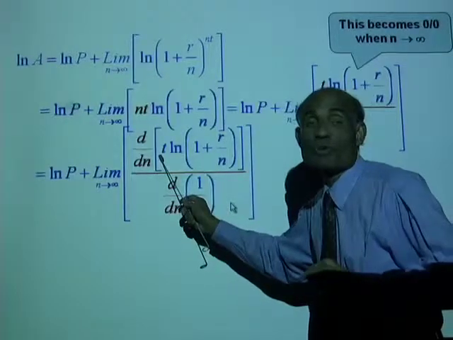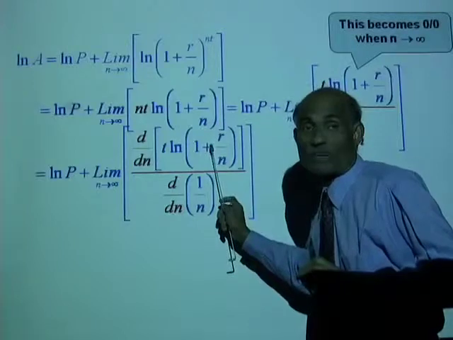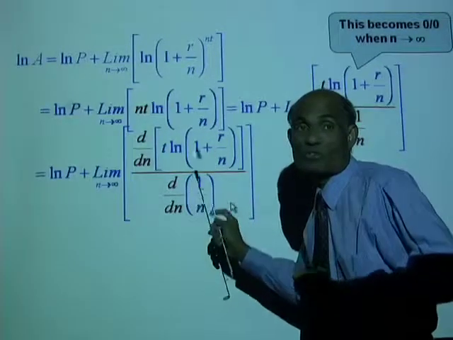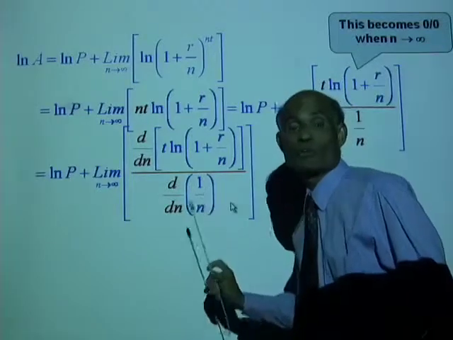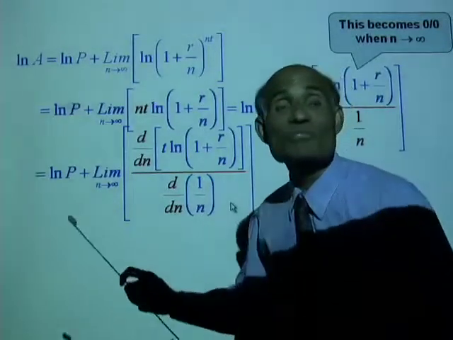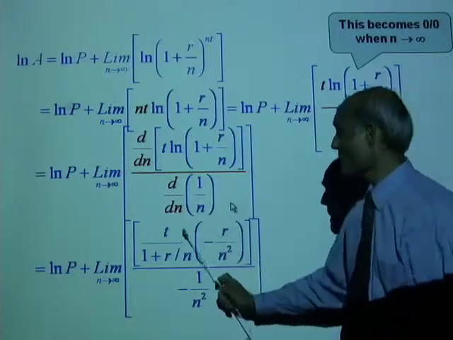And of course, this will be also on the numerator. Alright, that's the derivative of the numerator. What's the derivative of the denominator? d by dn of 1 over n is negative 1 over n squared. There you go. Alright, look at this again.